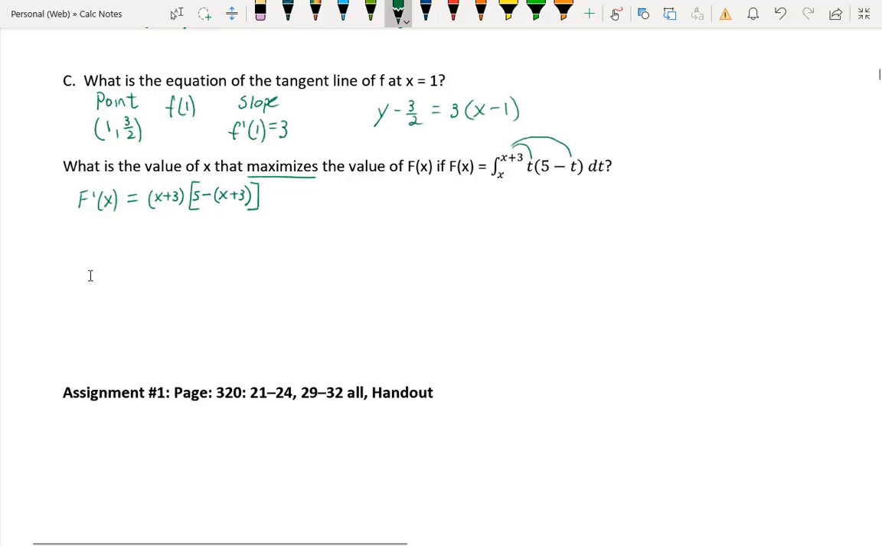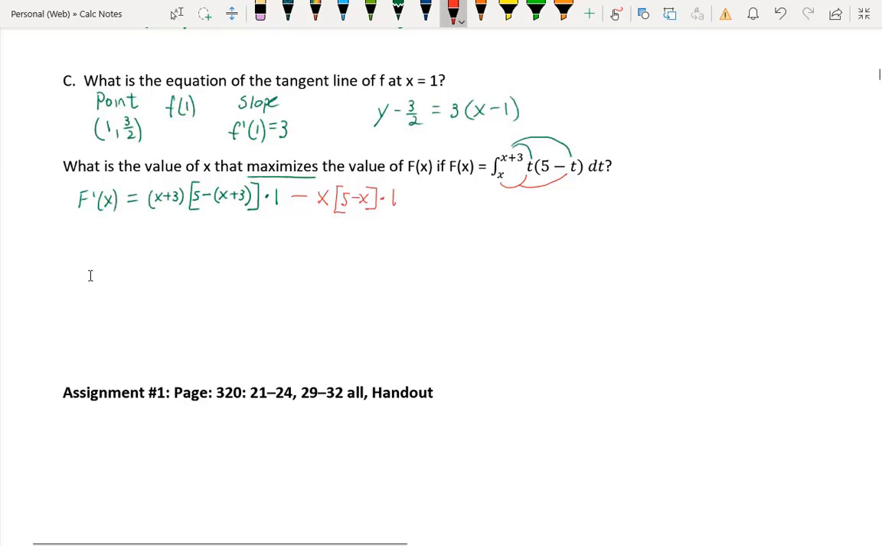And now we need to multiply that by the derivative of the upper limit. But the derivative of x plus 3 is just times 1. So I'm going to put it in there so you can see it. Then we're going to subtract. And now we're going to plug in x for t here and here. So we have x times 5 minus x. And then times the derivative of the lower limit, but that's just times 1 again, so hopefully that makes sense.